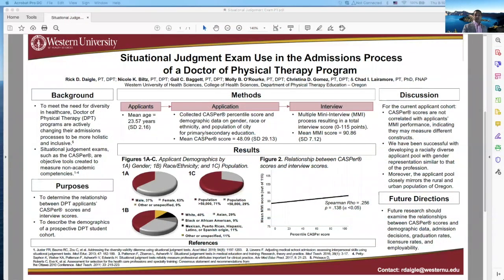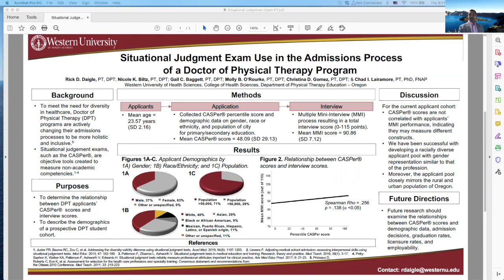Hello, my name is Rick Daigle, and thank you for viewing our poster, Situational Judgment Exam Use in the Admissions Process of a Doctor of Physical Therapy Program. For a little bit of background, the CASPER is a situational judgment exam that identifies the decision-making of individuals by assessing them on realistic and hypothetical scenarios. On top of that, multiple mini interviews consist of various stations that each focus on a different set of questions, scenarios, or tasks. We attempted to determine if there was a relationship between DPT applicants' CASPER scores and multiple mini interview scores. Secondarily, the project described the demographics in this prospective student cohort.